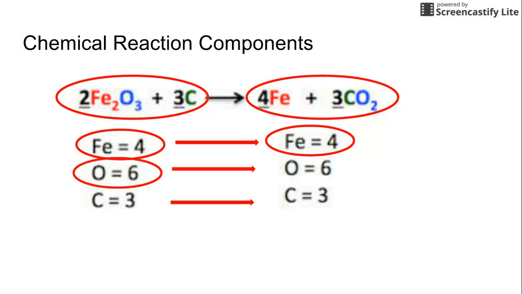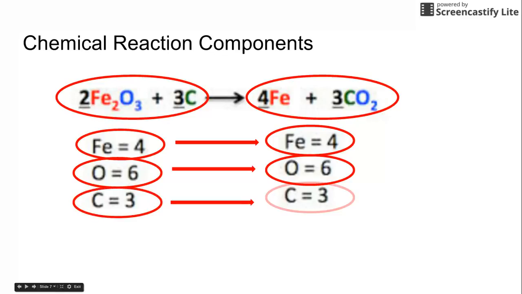If we go to the other side, we notice we now have 3 as a coefficient and an O2, which means 6 oxygen on the product side. And again, we had 3 carbon. And if you distribute that through on the other side, we have 3 carbon again. So you need to actually balance these equations out based on what those coefficients were.